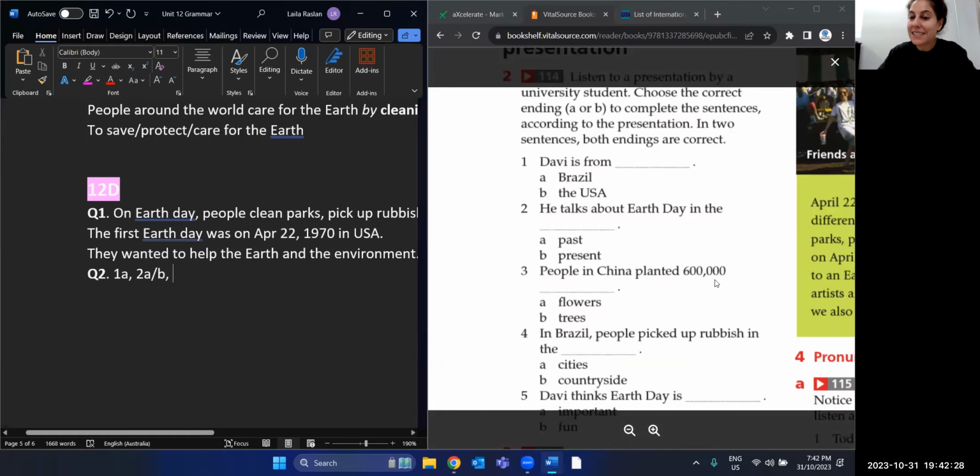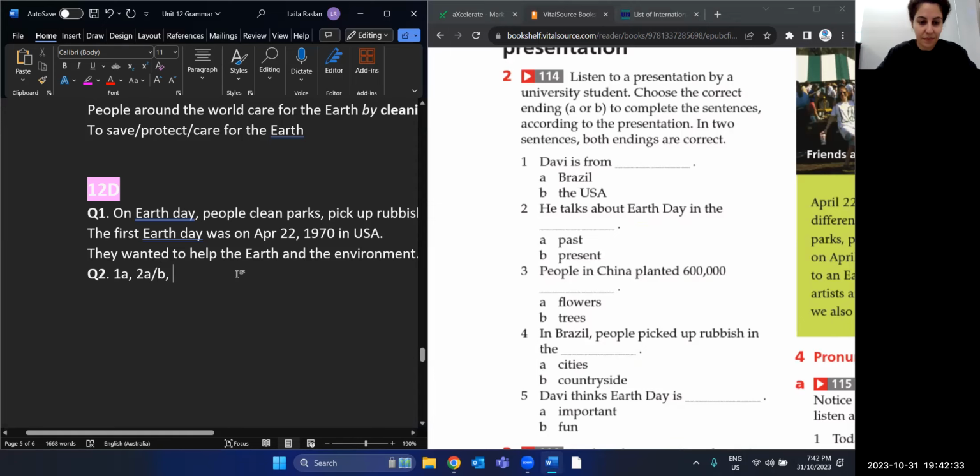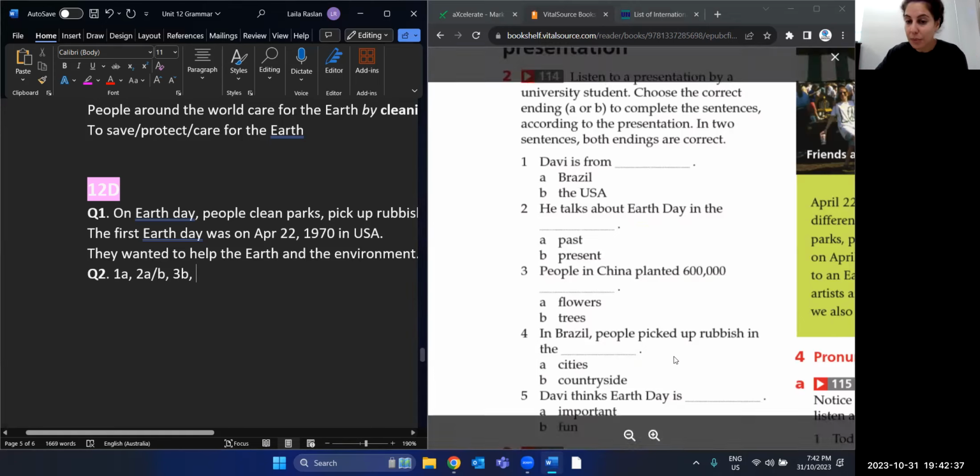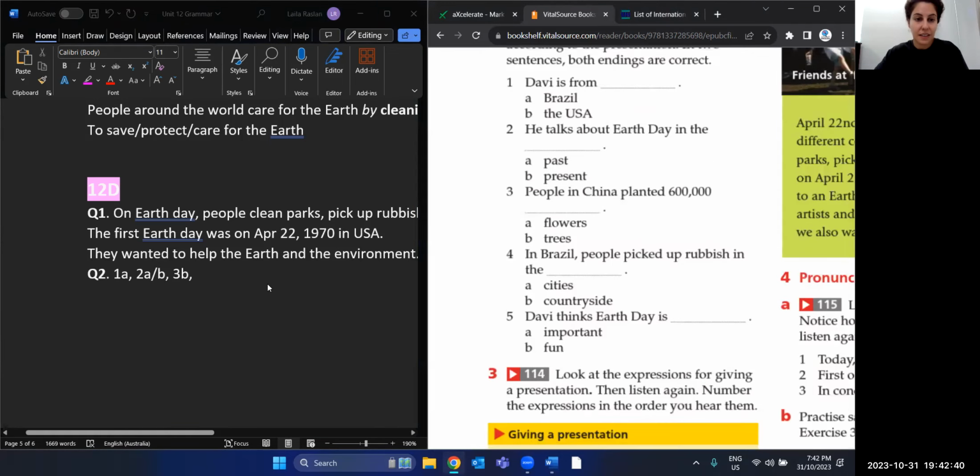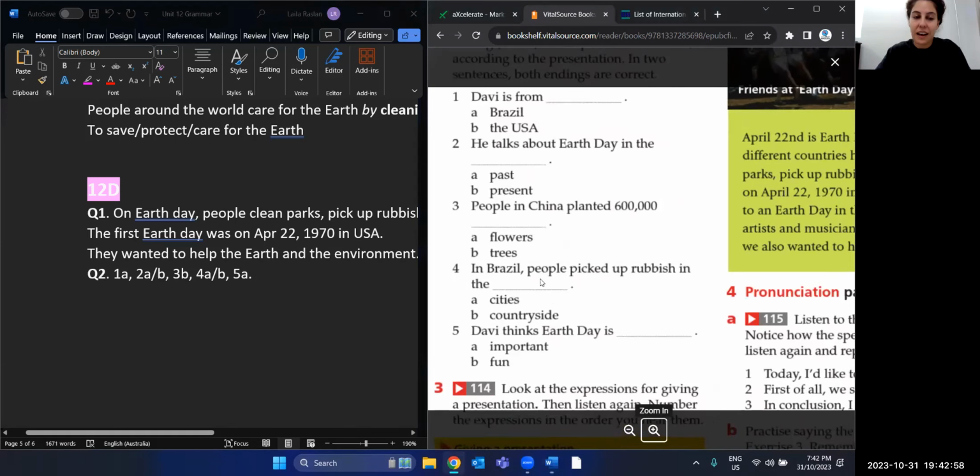People in China planted 600,000 trees. In Brazil, people picked up rubbish in the cities and countrysides. Yeah, both. Davy thinks Earth Day is important.